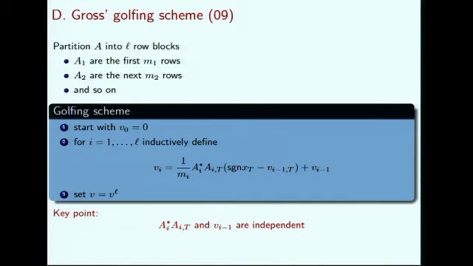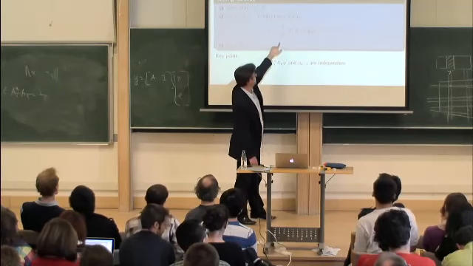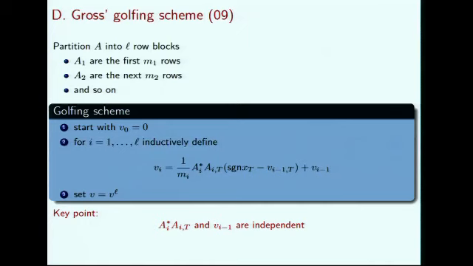But inductively, what you define is you're going to update your previous guess. The formula is 1 over the number of rows in batch number i times A_i star A_i restricted to T times the sign of x_T minus what you had before, plus your previous guess. Okay, so that's a golfing scheme. You divide this into batches, and then inductively you update.